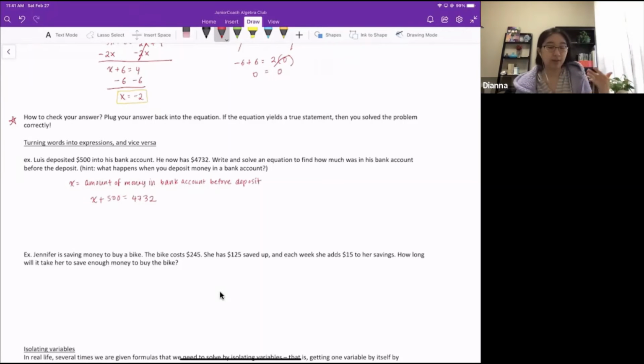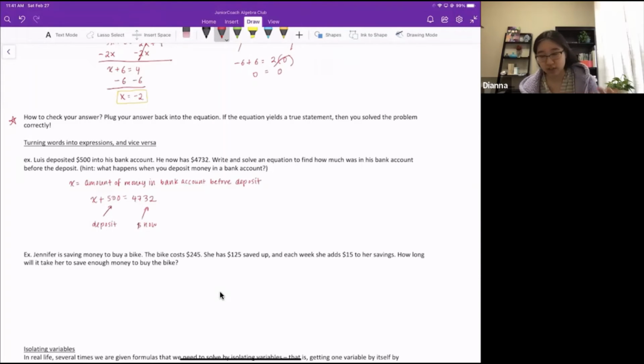before he has $4,732, he has less money, right? But he deposited money, so now he has more. So his x starting amount should be less than 4,732. So this is the deposit. So money now. So that's the amount of money he has now. So hopefully it's clear why I wrote this. X plus 500 equals 4,732.